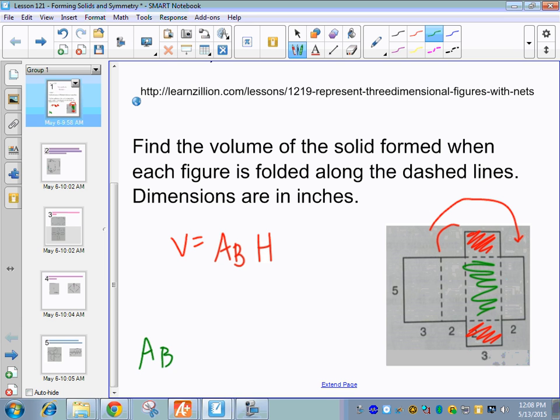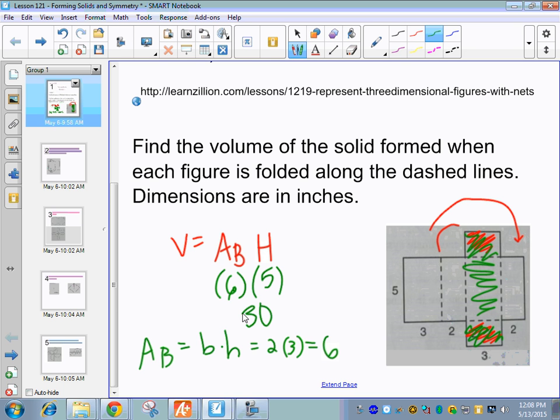So area of the base equals base times height. So just the base, so we're going to say the red pieces that I just shaded are going to be 2 by 3. So this rectangle is 2 by 3, which is 6. So I'm going to plug that in for area of the base. Okay? If this is my base, then what's the height of the figure? 5. Good. So my answer is 30 inches cubed.